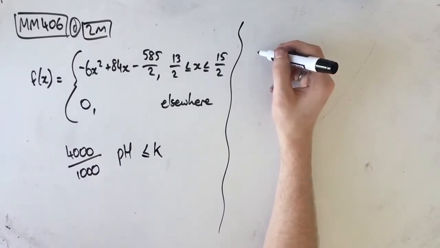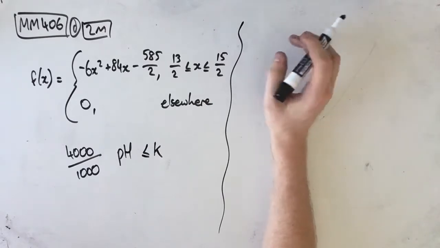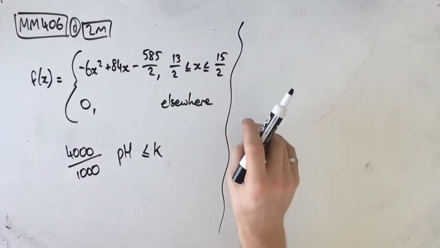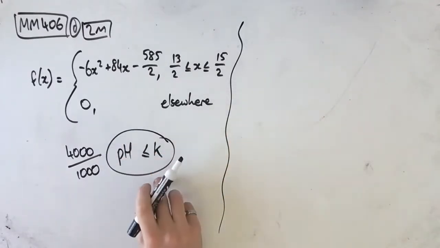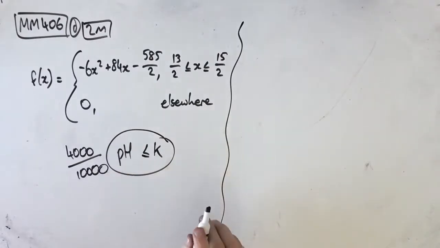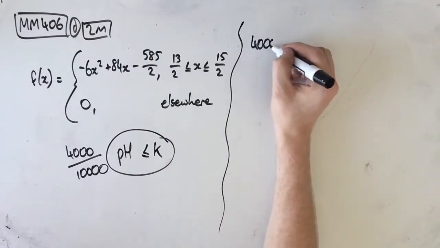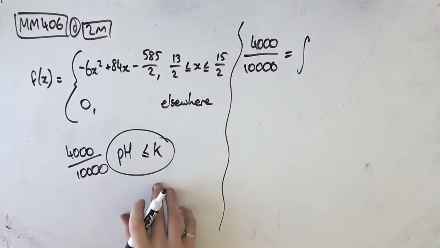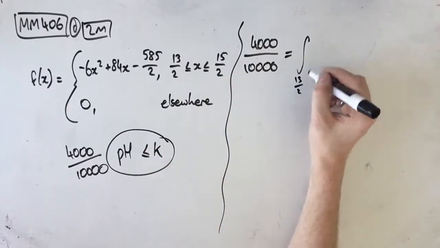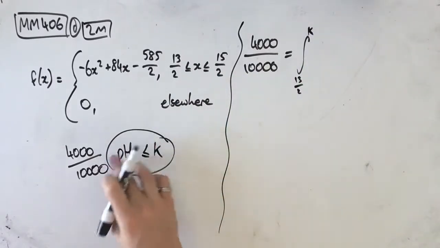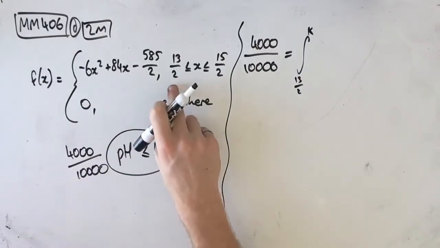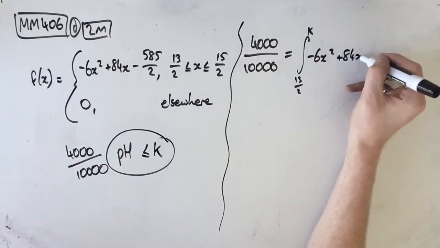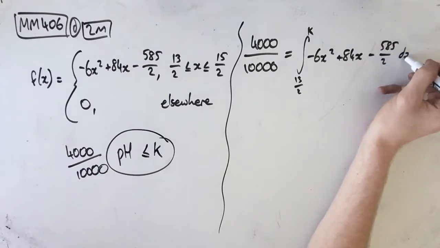So we know that the probability of any given piece of soil having a pH of less than K is equal to 4,000 on 10,000. Okay, so that means that our probability, which is 4,000 in 10,000, is equal to the area under the graph from our lower bound, which is 13 on 2, to K. Because we're dealing with less than K, which means that everything less than K until 13 on 2 is our area. From negative 6x squared plus 84x, take 585 on 2, dx.